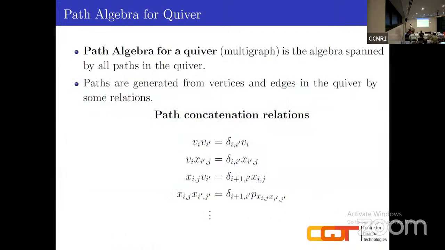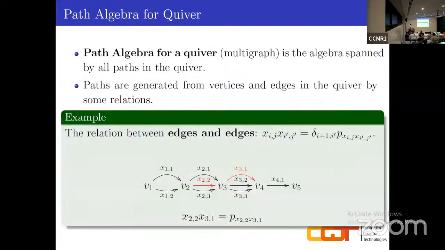And the paths are generated from vertices and edges in the quiver by some relations, like those relations. I will give an example for the fourth relation. So the fourth relation is actually the relation between edges and edges. So here you can see that if we want to concatenate x22 and x31 together, we can get a length 2 path. Follow this rule.